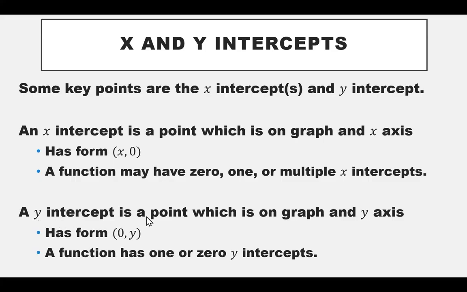A y-intercept is a point which is on the graph and also on the y-axis. So it's going to have form 0, comma y. And any function could either have 1 y-intercept or 0 y-intercepts. With absolute value functions, the ones that we're looking at anyways, they will always have 1 y-intercept. So absolute value functions can have 0, 1, or 2 x-intercepts. Absolute value functions will have 1 y-intercept. Again, the absolute value functions that we're looking at.